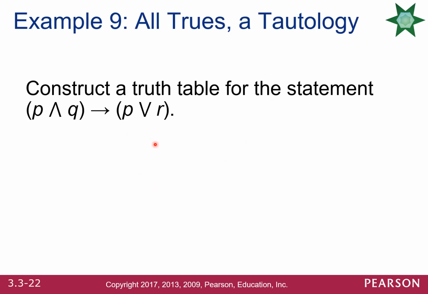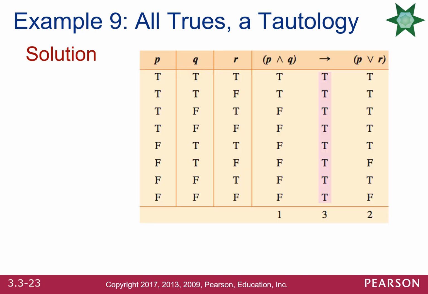Now here's an example which will result in all true values in a truth table, or what's called a tautology. Let's look at the statement. It says, if P and Q, then P or R. Let's construct a truth table with this statement and see if we end up with all true values. So here's the complete truth table of what's considered to be a tautology.